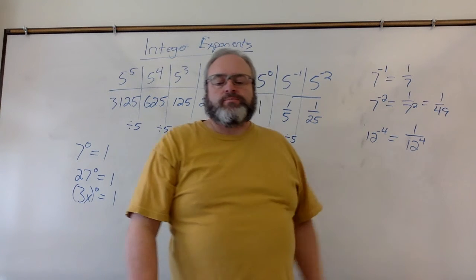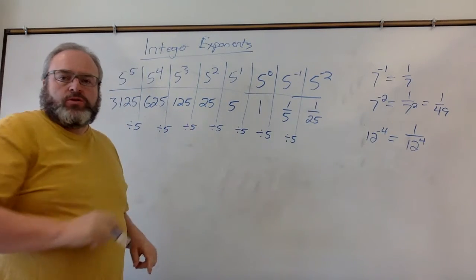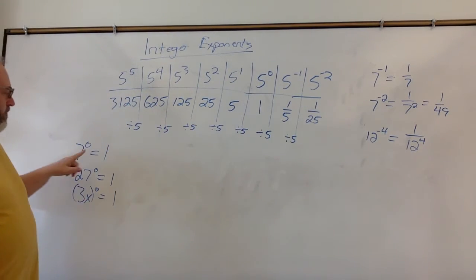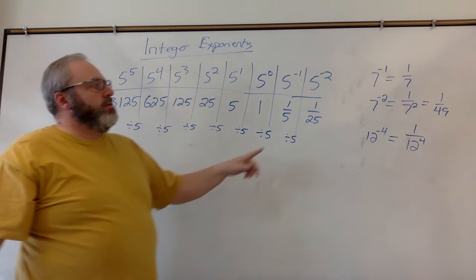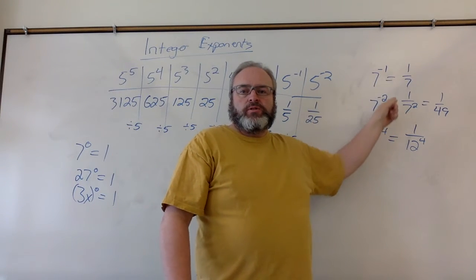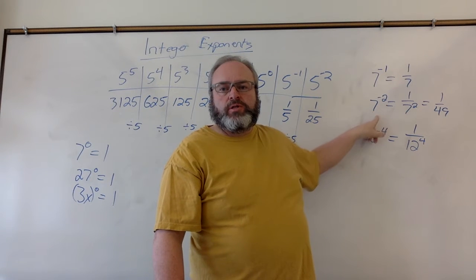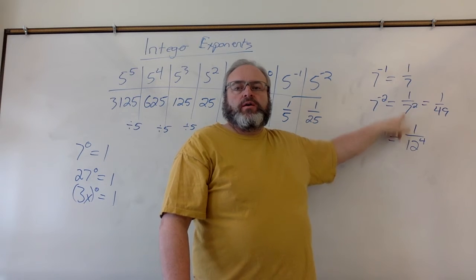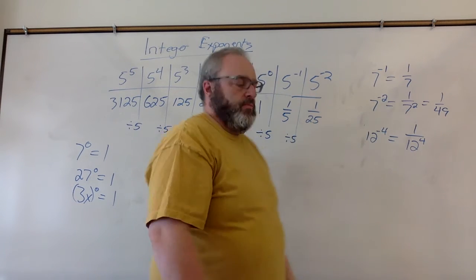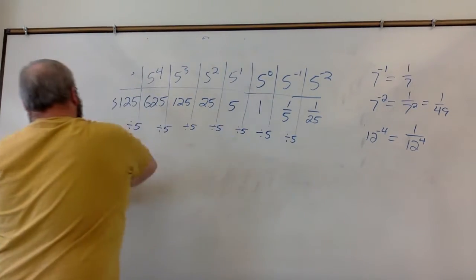This is perfectly fine. Okay, so just to quickly review, anything to the 0 power is 1. Anything to a negative exponent, it's like shifting the exponent and the number down to the bottom of the fraction and putting a 1 on top. So let's do some examples.